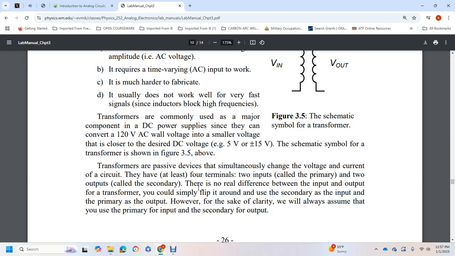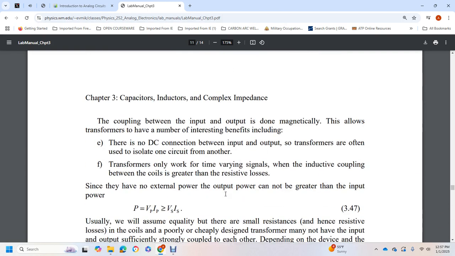There's no real difference between the input and output of the transformer. You can simply flip it around, with the secondary as the input and the primary as the output. However, for the sake of clarity, we will assume the primary is the input and the secondary is the output. The coupling between the input and output is done magnetically. There is no DC connection between the input and output, so transformers are often used to isolate one circuit from another.